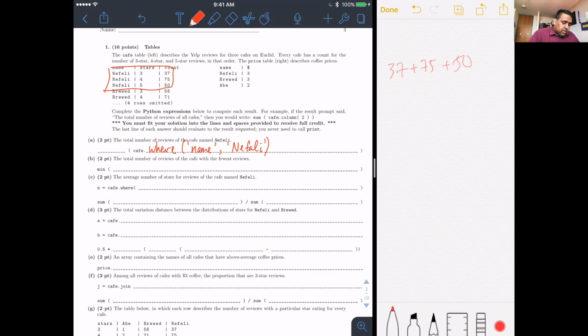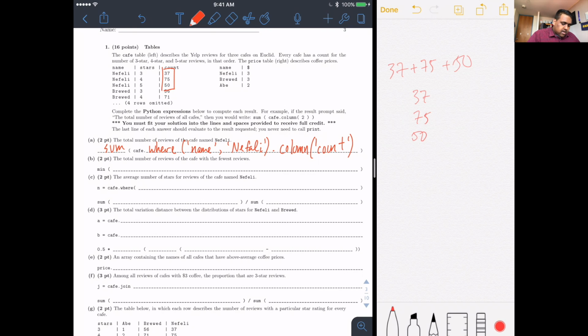Now what do we want? Well, we know that each cafe has three types of reviews, right? A 3-star, a 4-star, and a 5-star review. And we want the total number, right? So we want the sum of these three numbers. So if we do .column count, this will give us an array of just 37, 75, and 50, which will be the number of 3, 4, and 5-star reviews respectively. And if we take the sum of that, that will give us the number of reviews total for Nafali. So that's kind of the first question.